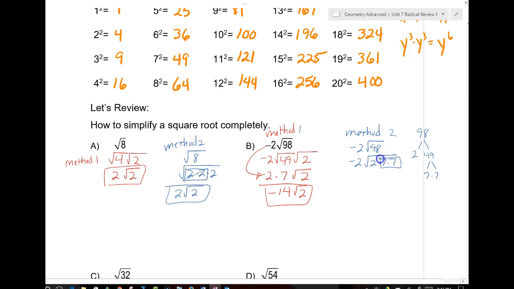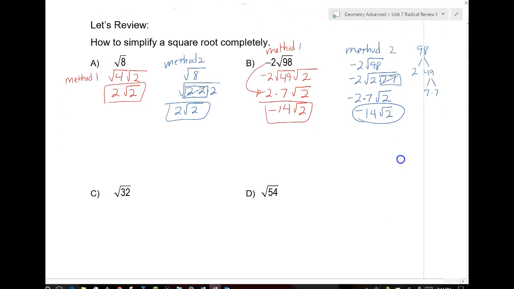Well, I have a pair of 7s, so I know I have a perfect square number I can pull out. And so that's really 49. Square root of 49 is 7. So I pull out the 7. So again, -2 times 7 root 2. So that gives me a -14 root 2. Again, it didn't take that long because it's a smaller number. It's just when numbers get really big, that's really hard.